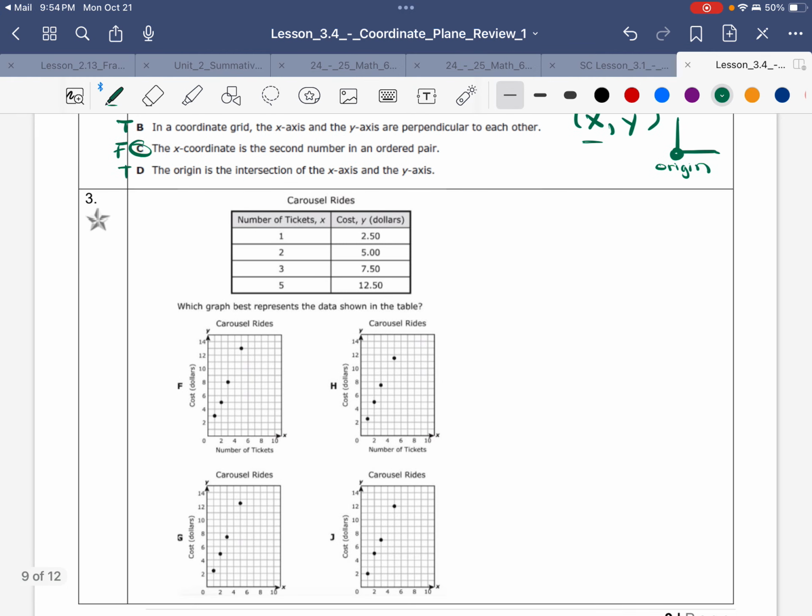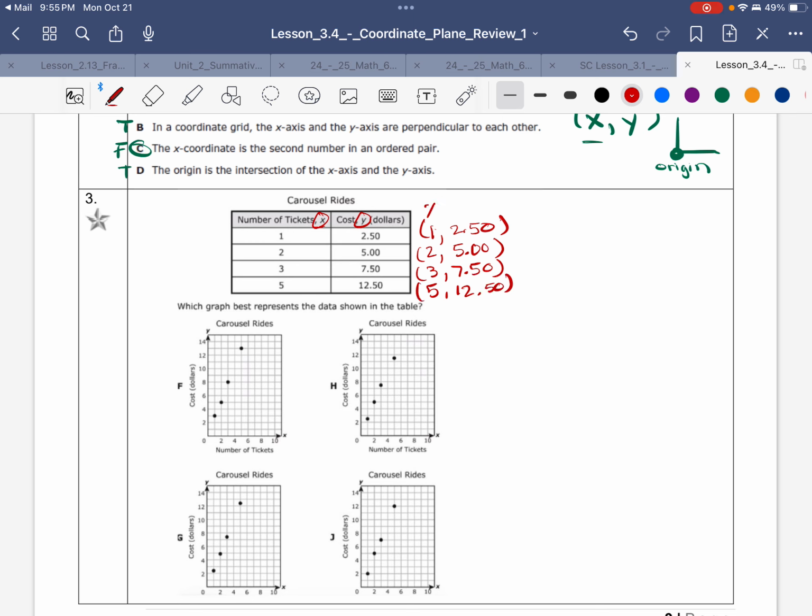Carousel rides. Which graph best represents the data shown in the table? Remember, write your coordinates out and then match up the coordinates. So for this one here, I'm going to switch up the color a bit. Look, x is here, y is here. So this is the first coordinate, this is the second coordinate. So it should be written out 1, 2.50. So for one ticket, it costs $2.50. For 2 tickets, it costs $5. 3 tickets, $7.50. And for 5 tickets, it was $12.50. All right, so those are our coordinates.